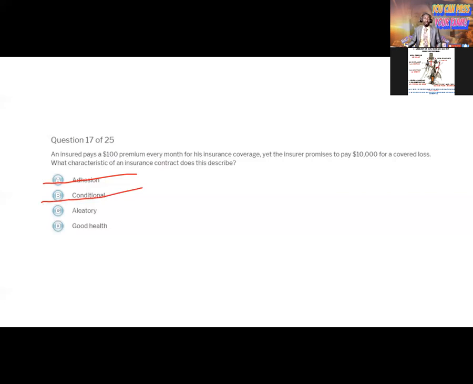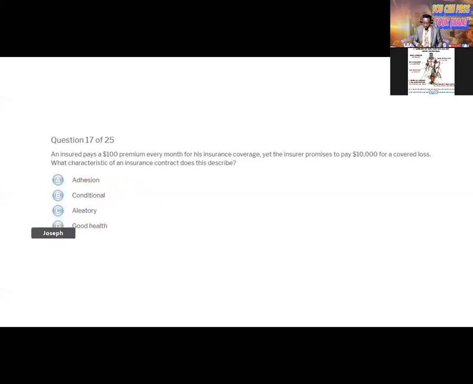Now, what is aleatory? Aleatory, that's true. Aleatory means exchange of unequal value. What I pay for, I exchange it for a value that's unequal. So what they're going to pay me will never equal what I paid. Good health, that's not part of the game. So the correct answer for this one is this.